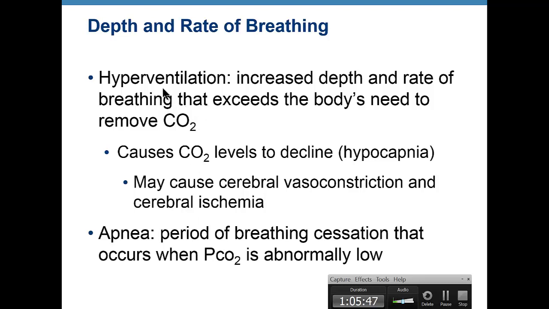Obviously if we're breathing too fast, that's going to cause CO2 levels to decline because we're blowing this CO2 out too fast. And that causes what? Acidosis or alkalosis? Alkalosis. pH is starting to go up.